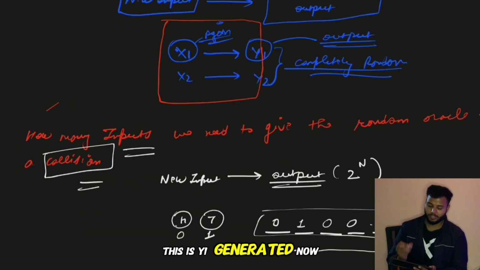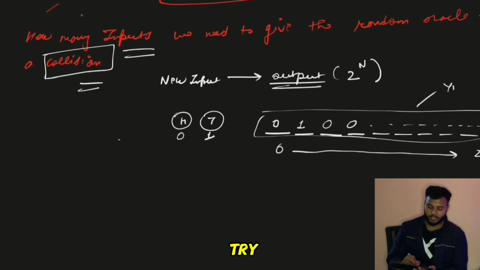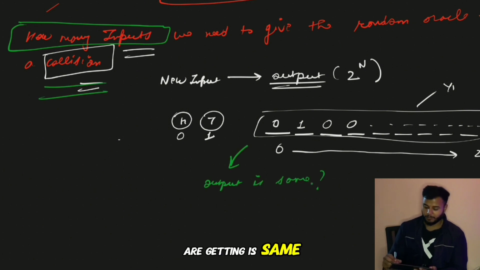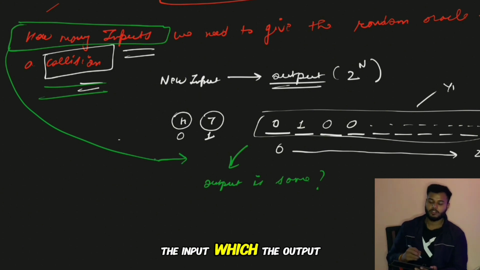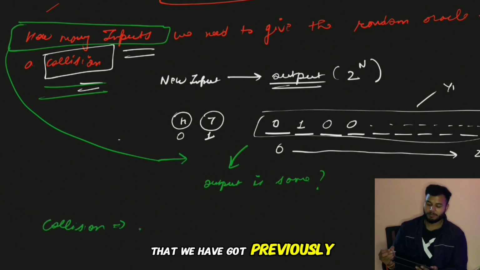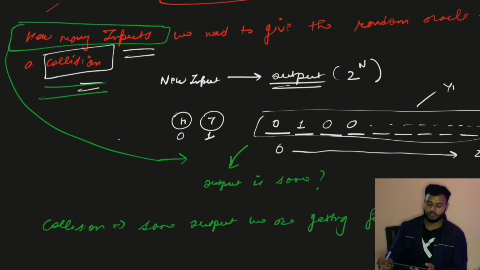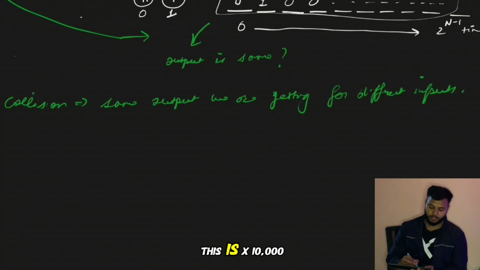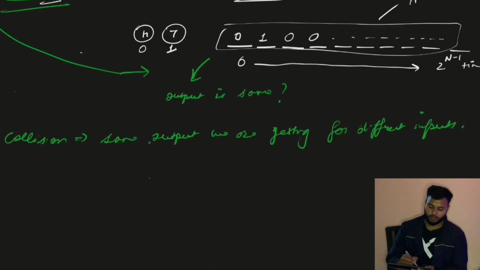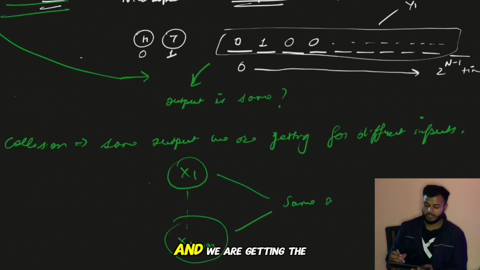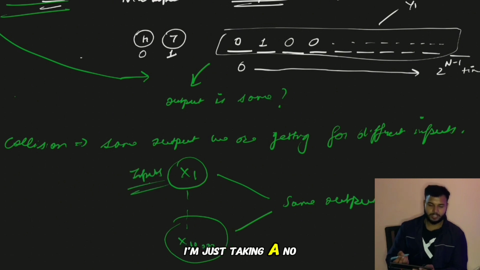This is y1 generated. Now how many inputs should we give again so that the output we get is the same as the output we got previously? This is basically the meaning of collision: we get the same output for different inputs. So x1 and, let's say, x10,000 are two different inputs, and we are getting the same output. I am just taking the number 10,000.